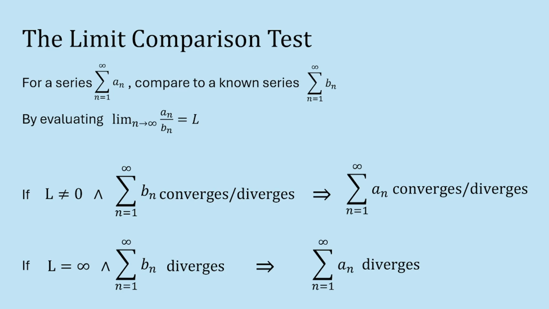If L is infinity and your known series diverges, then that implies that your unknown series also diverges. And there are so many of these that you can come up with by intuition, depending on which sequence you know and which sequence you don't know. You can come up with way more than what's on the screen, but these are the ones you're usually going to see. So that's why I've put them here.